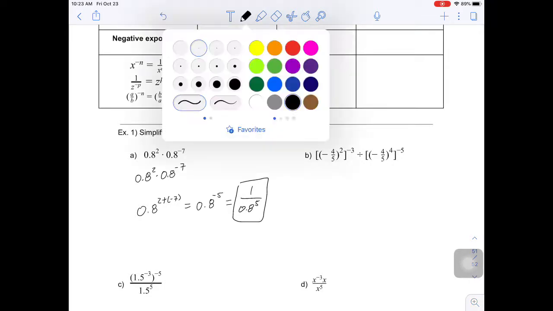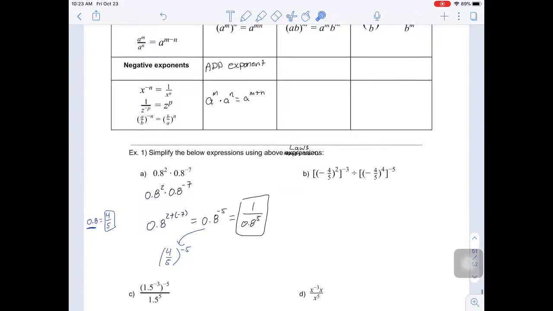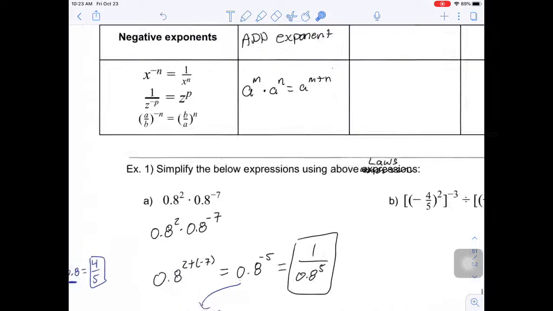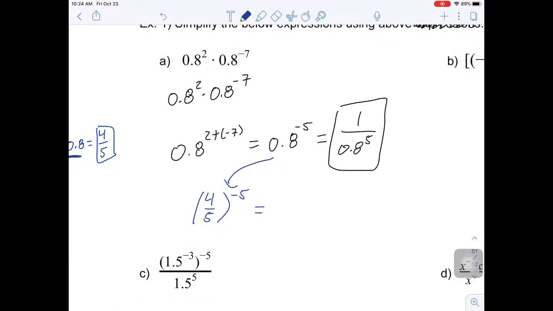Something else I could do here is understand that 0.8 equals 4 over 5. If I understand that, I can represent 0.8 with a fraction. So why don't I do 4 over 5 to the power of -5? And then from here, I can apply more rules. If I have a negative exponent applying to a quotient, I can take the reciprocal of that quotient and make it a positive power. So A over B, I flip it. So let's flip this and it becomes 5 over 4 to the power of +5.